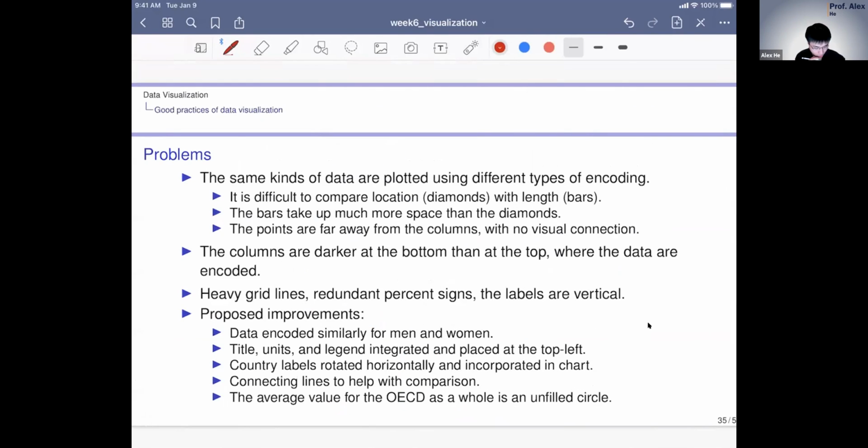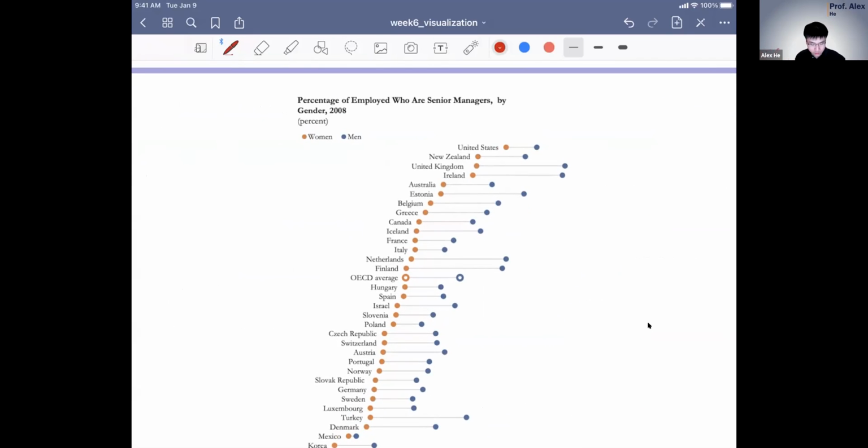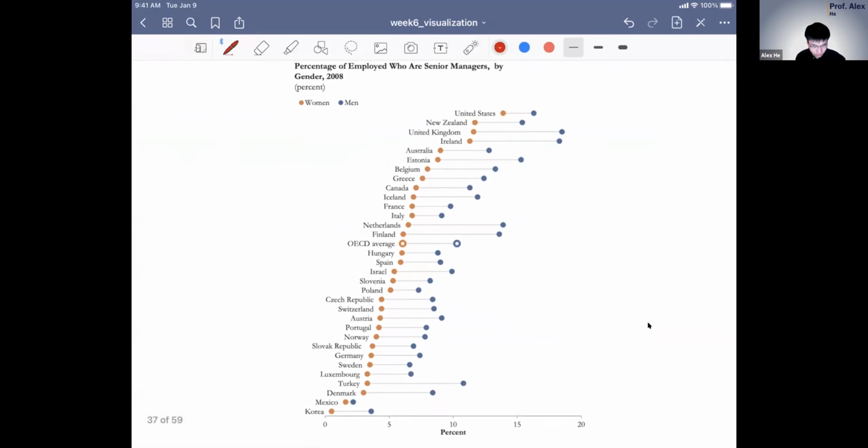Well, this is one version of improvement. You first flip it horizontally so you could see the country names more clearly. And actually, in this case, in every country, women have a lower share of managers than men. So what you could do is to just have these two dots and connect them.